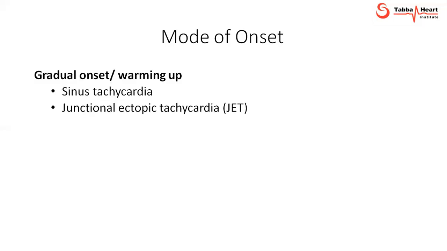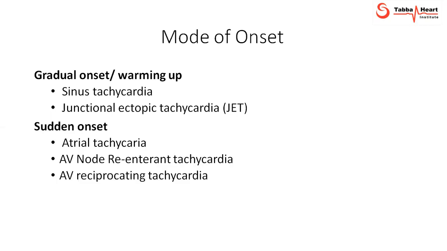Okay, then the mode of onset is helpful, especially if you look at telemetry or Holter monitoring. Sudden onset versus gradual warming up. Gradual onset is sinus tachycardia or junctional rhythm. Sudden onset, where one moment sinus was going on and the next moment a tachycardia starts with an ectopic, is atrial tachycardia and re-entrant tachycardia. So focal automatic tachycardia can just start like that, and then re-entrant can also start like that.